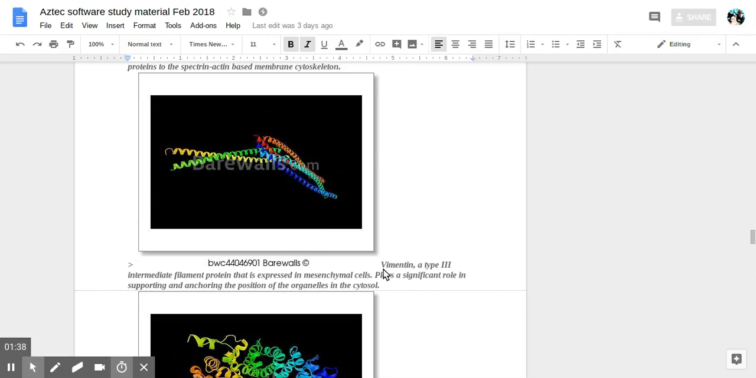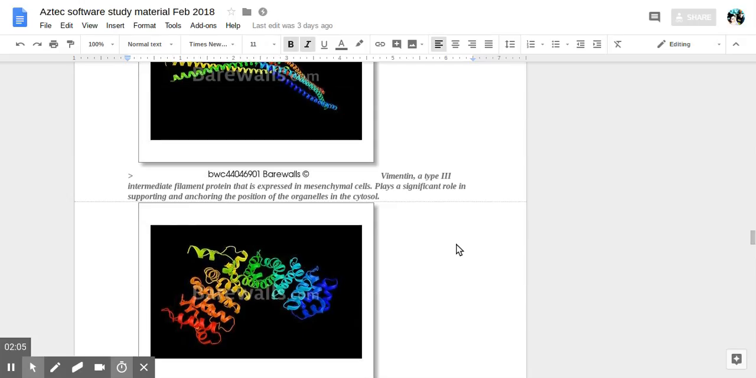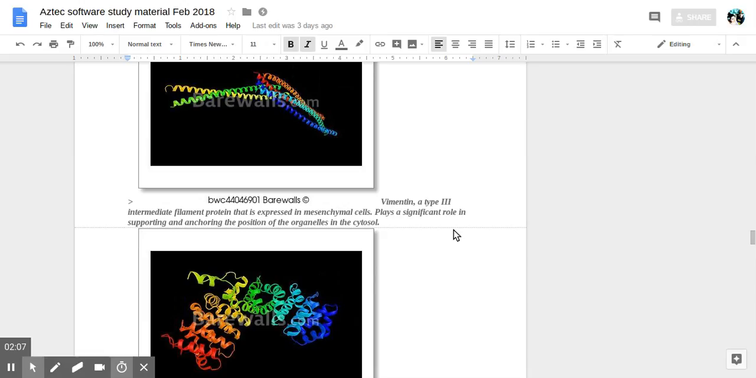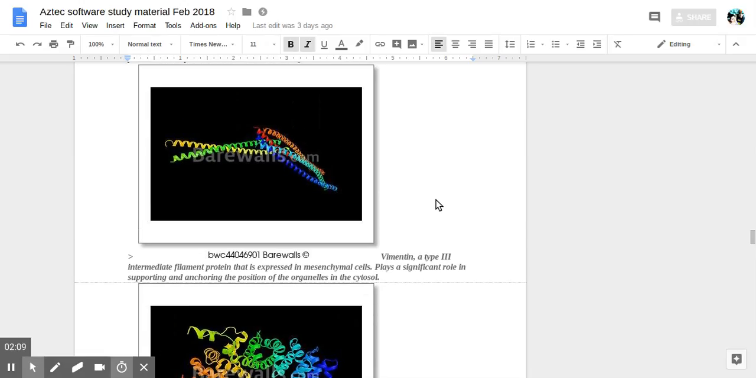This one's called Vimentin, a type 3 intermediate filament protein expressed in mesenchymal cells, which we learned are stem cells that differentiate into various types of cells depending on which tissue they're in, playing a significant role in supporting and anchoring the position of organelles in the cytosol, which is the cytoplasm, basically.